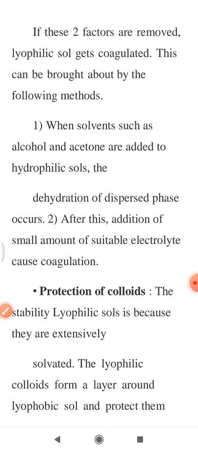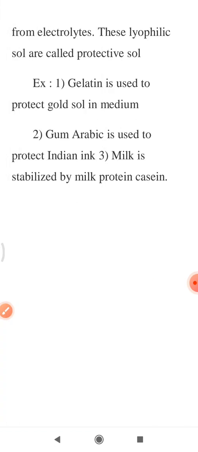Next, protection of colloids. The stability of lyophilic sols is because they are extensively solvated. The lyophilic colloids form a layer around the lyophobic sol and protect them from the electrolytes. Lyophobic means water hating, right? So the lyophilic colloids form a layer around the lyophobic sol and protect it from the electrolytes. These lyophilic sols are called protective colloids. Gelatin is used to protect gold sol, gum arabic is used to protect Indian ink, and even milk is stabilized by the milk protein called casein.